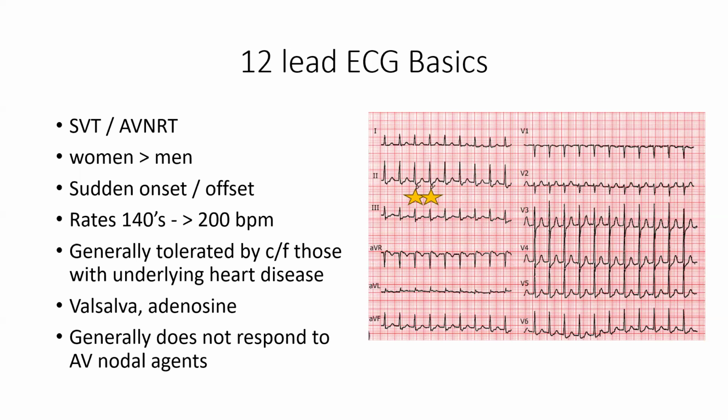The hallmark for common AV node reentrant tachycardia, it's generally a narrow complex, but it's what we call a short RP. So there is a retrograde P wave, and you see it immediately after that QRS complex. And that is pretty much a hallmark sign for AVNRT.